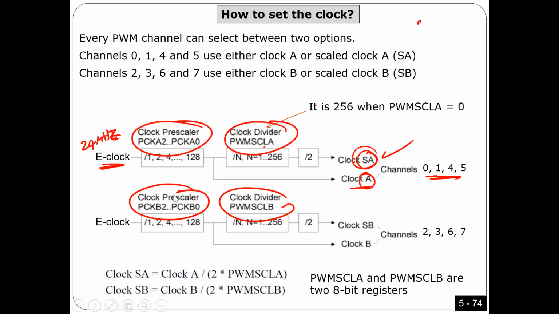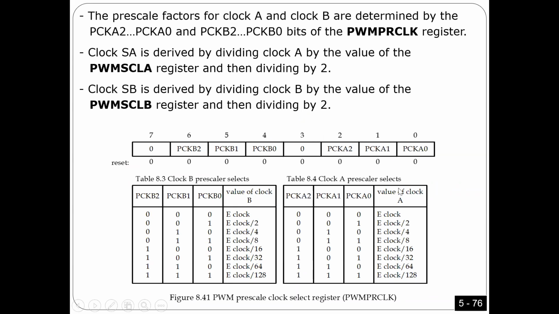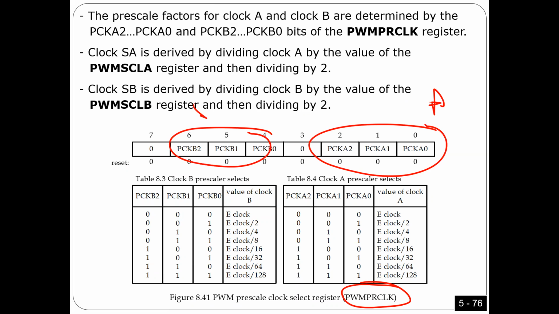Where are these 2? For example, where is the prescale? These 2 prescales are in a register, this register here, called the pulse width modulation prescale clock register. As you see here, guys, we have 3 bits for clock A and three bits for clock B.